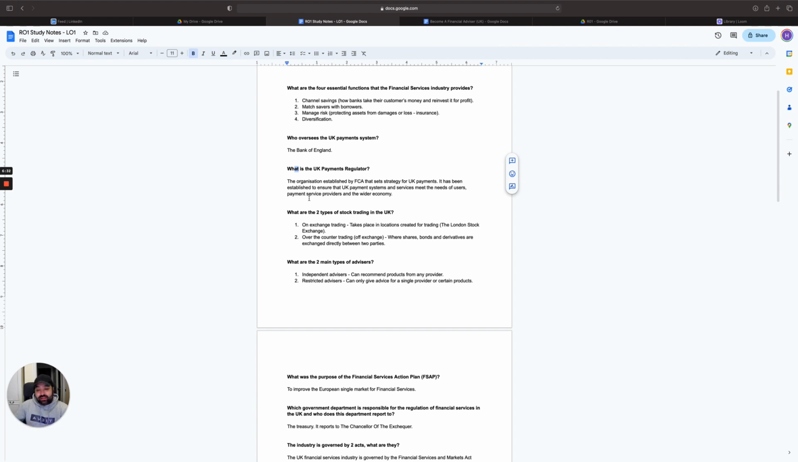Okay, so next one is, what are the two types of stock trading in the UK? These are reasonably easy to remember. Number one is on exchange trading. This is trading that takes place in locations created for trading, so stock exchanges like the London Stock Exchange or the New York Stock Exchange. And the other type is over the counter trading, sometimes referred to as off exchange trading. This is where shares, bonds, and derivatives are exchanged directly between two parties.